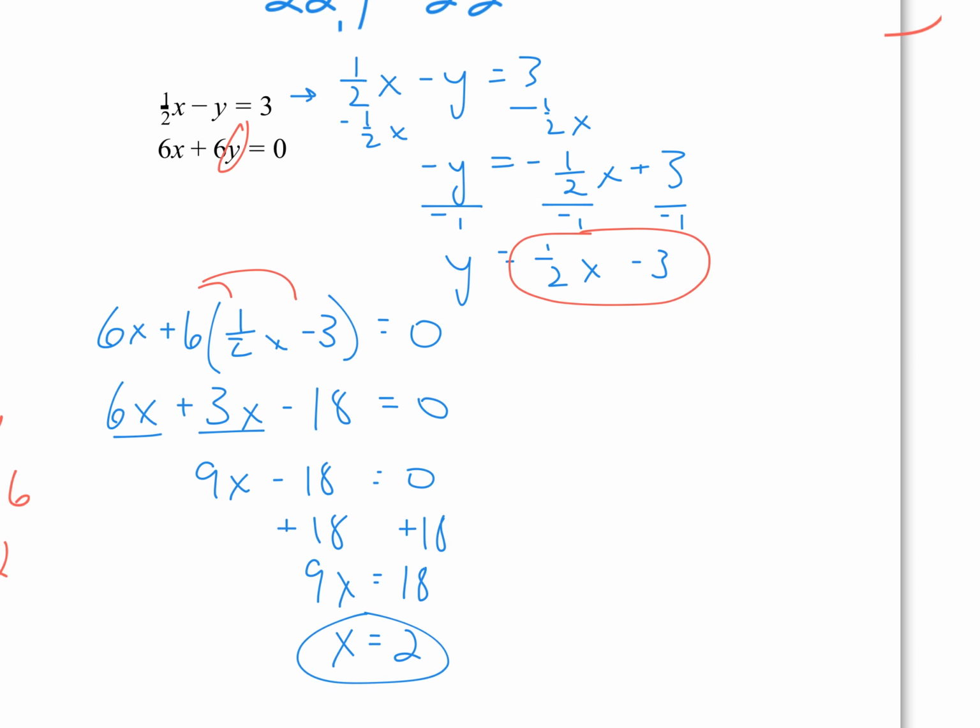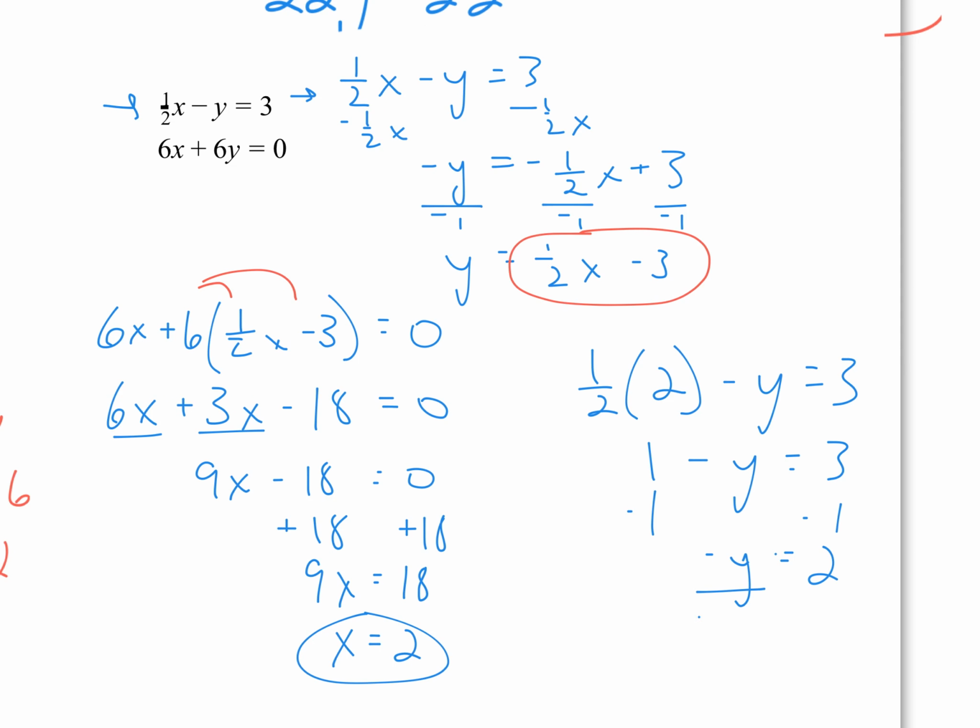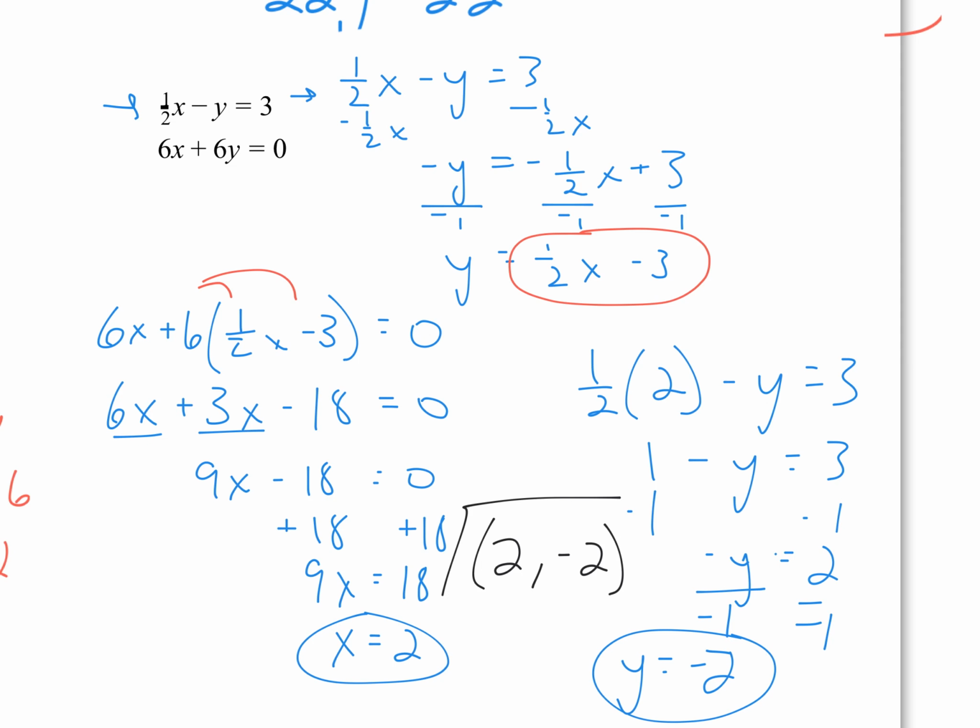Again, our last step is to go back to the original equation, take x equals 2, and plug it in. It really doesn't matter which one again, but I'll go for the first one because I know when I plug in 2 for x, 1/2 times 2 just gives me 1. So that's pretty easy to work with. Subtract the 1, negative y equals 2 divided by negative 1, y equals negative 2. So as an ordered pair, my solution is 2, comma, negative 2.